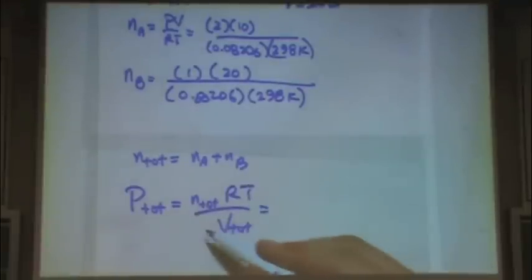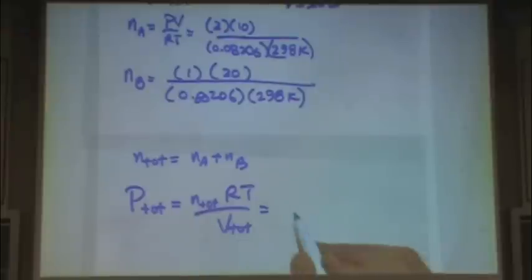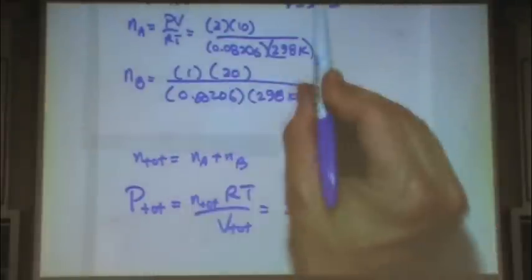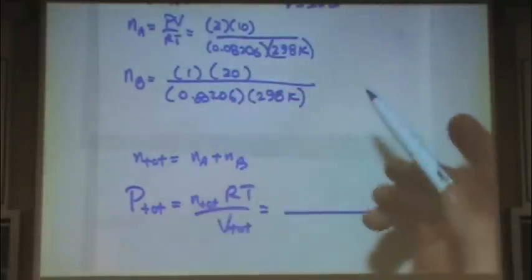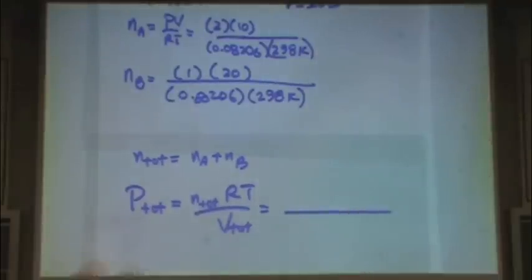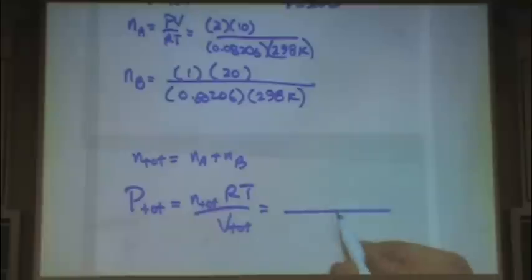Sometimes V total is given, but in this case, it would just be the sum of 20 and 10. But sometimes you put it into a third separate tank, so they'd have to give you that V total. But in this case, it's just 30: 10 liters plus 20 liters.